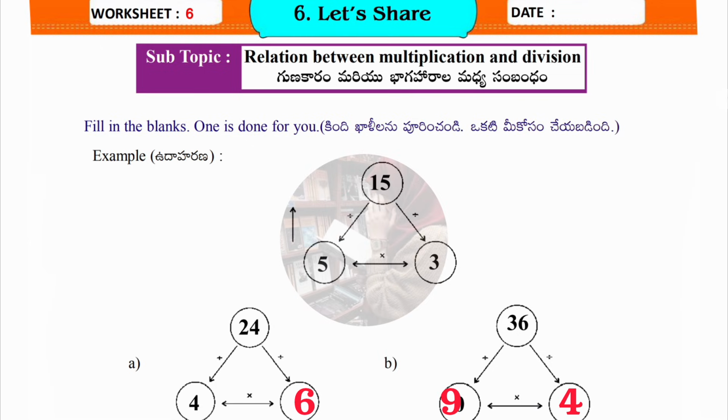Got it? So here 0 is given, which is a mistake. So correct it with 9. Understood, guys? So sometimes it happens. Okay, it will be a printing mistake. That's why please correct it with 9.